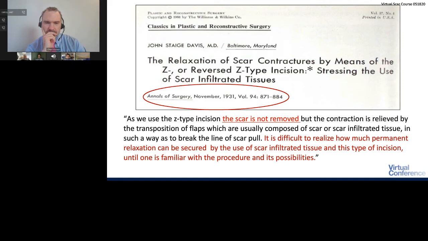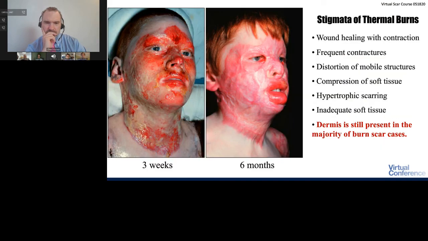Amazing thinking. And why is that? The reason is because of the ways that burn injuries heal, as demonstrated by this deep second-degree burn of the face. Burns like this heal with epithelialization and contraction, leading to contractures, distortion of mobile structures, compression of soft tissues with hypertrophic scarring, and tissue deficiency, but dermis is still present in the vast majority of burn scar cases.